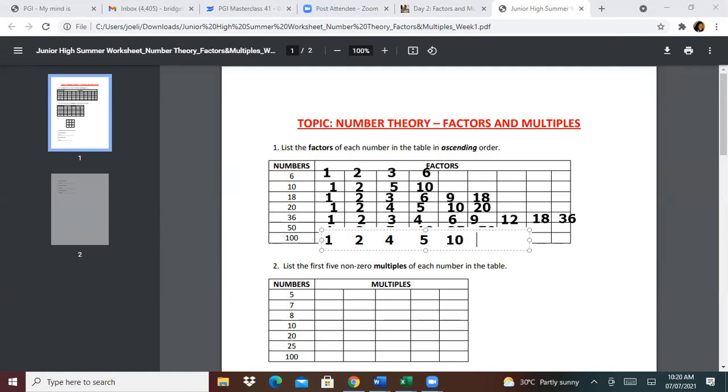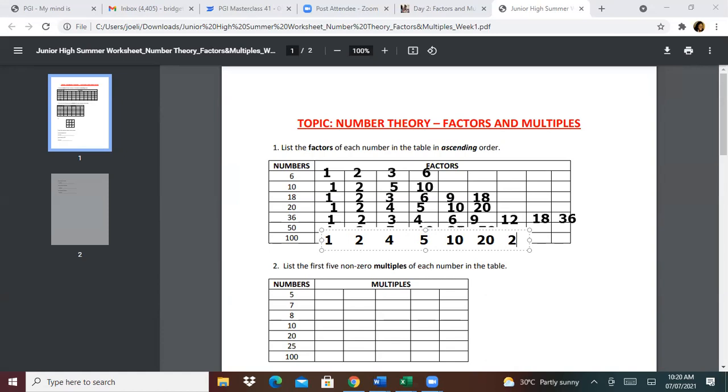5 times 50. Well, 50 is certainly a factor, but 5 times 50 gives us 250, not 100. Can someone help him out? 5 times what number gives us 100? 20. 5 times 20, yes, good. Okay, give me another factor, please, Ethan. Let's help Jonathan out. Another factor of 100.